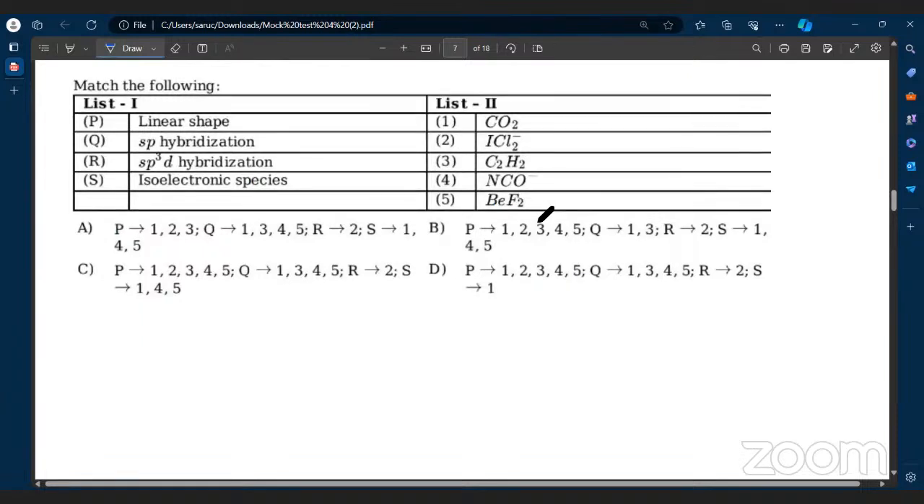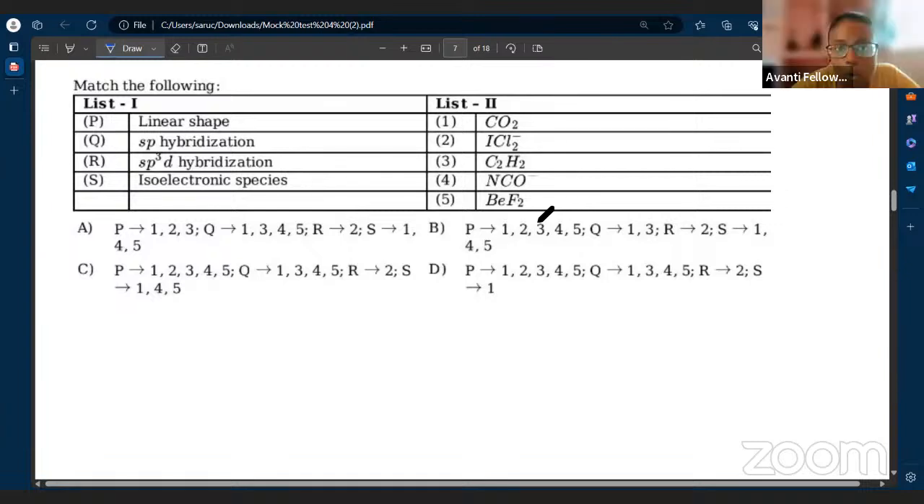Okay, so look over this question. In the first list, they have given the shape, hybridization, and whether they are isoelectronic or not. And in the second list, you are going to match these things with the compounds listed. Now can you guess the option? You have to find out which have the linear shape, which have sp hybridization, which have sp3d hybridization, and which are isoelectronic species. You have to match.